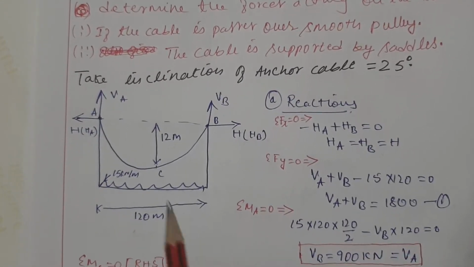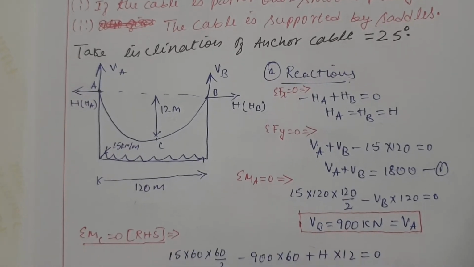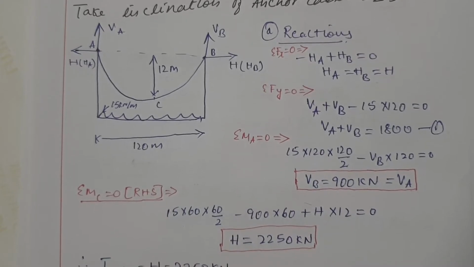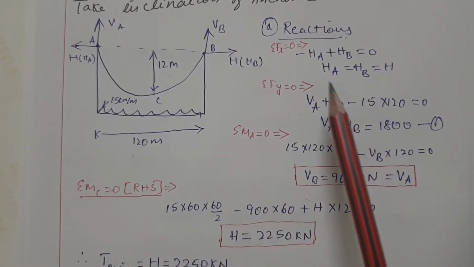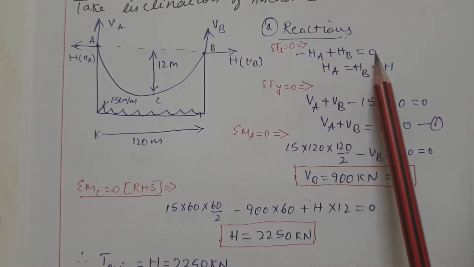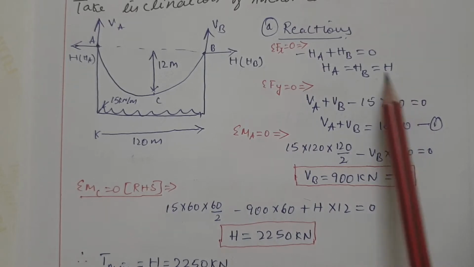So I considered a suspension cable of 120 meter span. It is supported by a UDL throughout its length of magnitude 50 kilonewton per meter, and the central dip is given as 12 meter. So these two are the reactions. I am applying the equilibrium condition. If you have any doubt in this, please refer to the previous video. It will be helpful for you. Minus HA plus HB will be equal to 0. Then HA and HB will be considered as H.